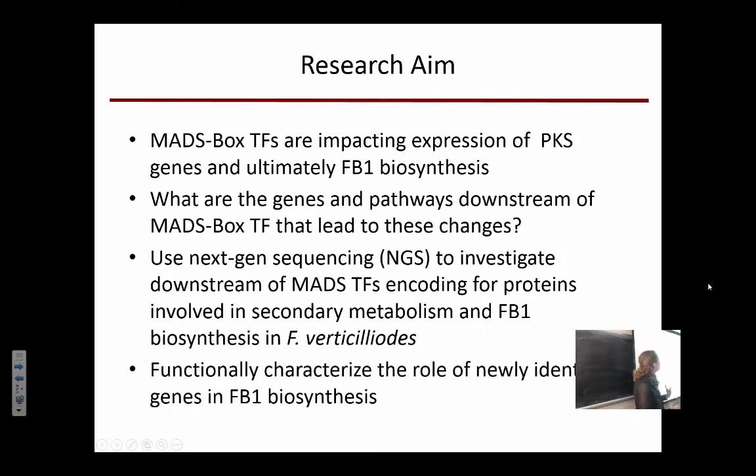And so what we were wondering, what our aim was, was to find out what are the genes and pathways downstream of MADS-box transcription factor that led to these changes. We decided to use next-generation sequencing, or RNA-Seq, to investigate downstream of MADS-box transcription factors for proteins involved in secondary metabolism and FB1 biosynthesis in Fusarium verticillioides. And so by finding these proteins acting downstream of MADS-box transcription factor, we wanted to functionally characterize them for their role in FB1 biosynthesis.